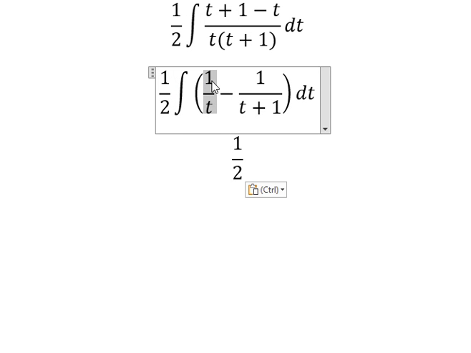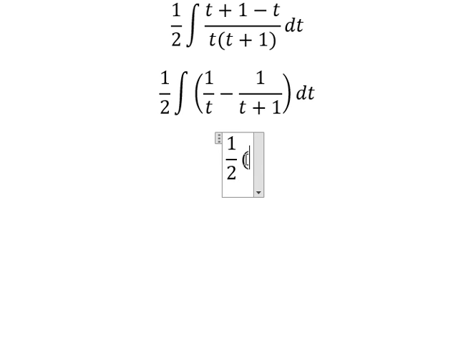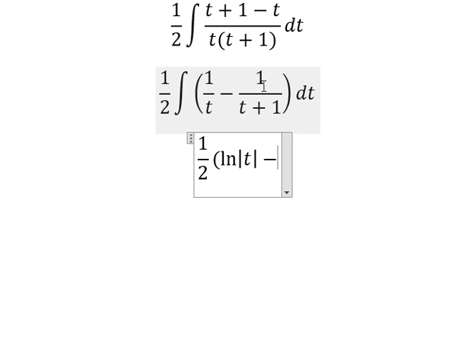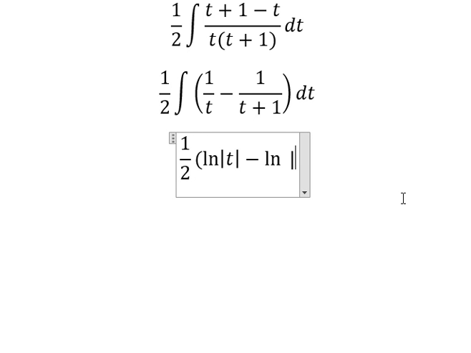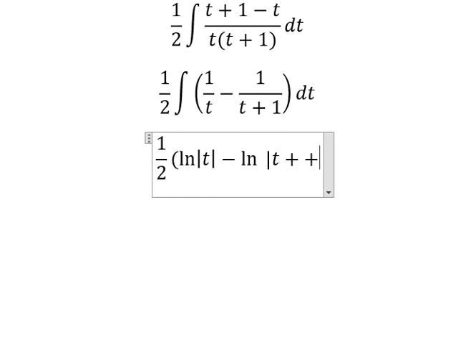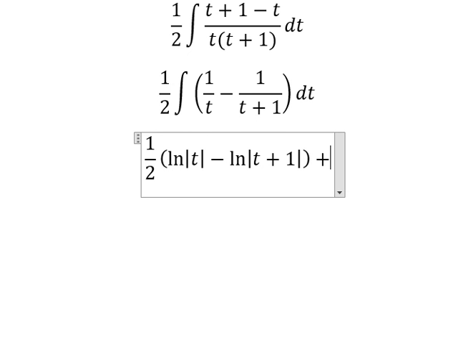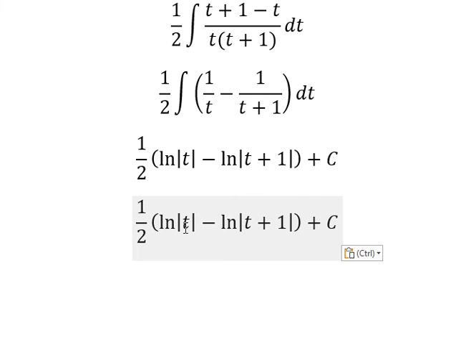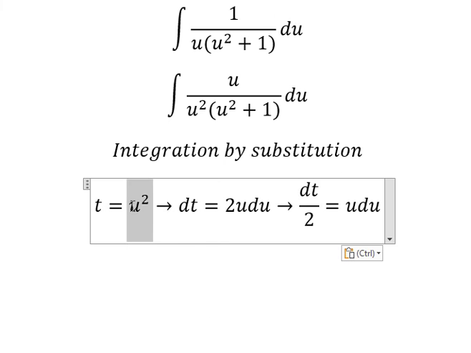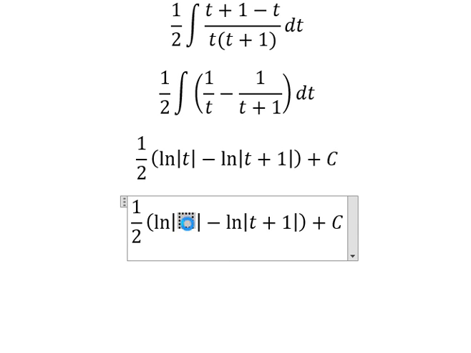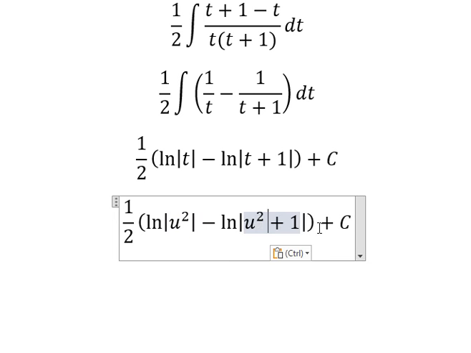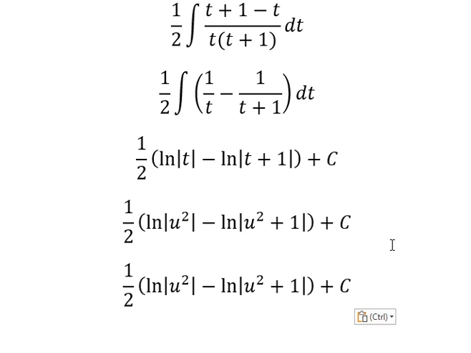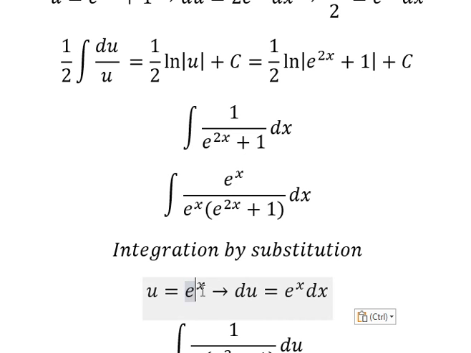The integration of 1 over t, we have ln of the absolute value of t. The integration of 1 over t plus 1, we have ln of the absolute value of t plus 1. And then I will put c. About t, that is about this one. About u, that is about this one.